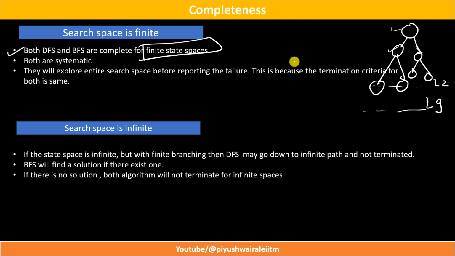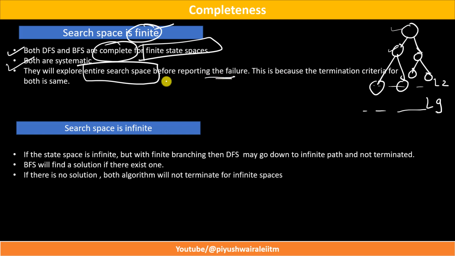So for a finite state space, we can say both will be complete. It will give us the solution, right? So both are systematic and they will explore the entire search space. That's what I discussed before reporting the failure. So suppose we have a finite state space and if they didn't find the required node, or the required node is not present, then it will report the failure, right? In the case of finite search space. So please make sure it is in the case of finite search space.